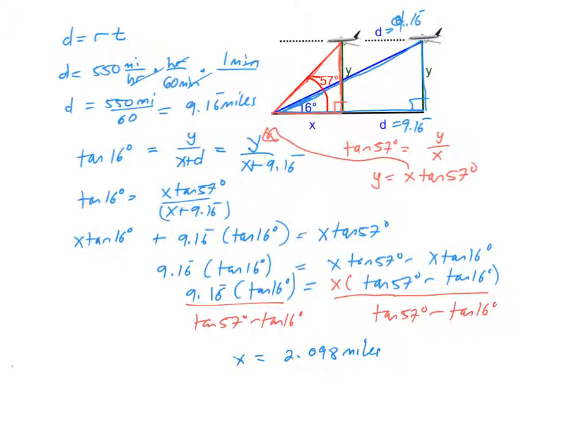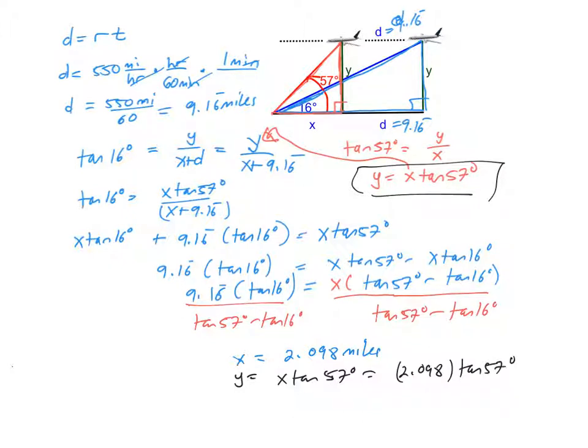But we really want to find the height. So to find the height, we have to use the equation that y is equal to x times tangent 57. So y is equal to 2.098 times tangent of 57 degrees. And when you enter that in your calculator, you'll get y is equal to 3.23 miles, which is the height of the plane, or the altitude.